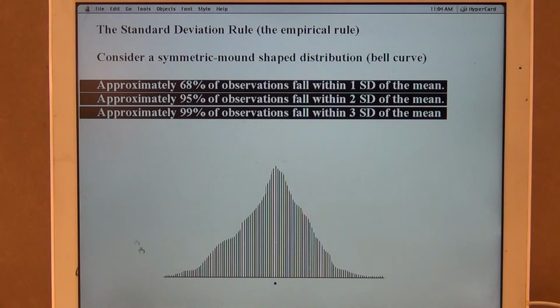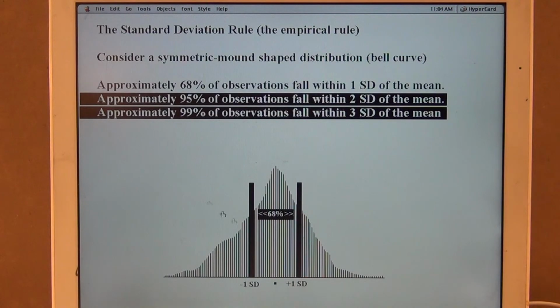Okay, now, here is a sort of bell-shaped normal distribution, so it would be appropriate to use the mean and the standard deviation as the measures of center and spread. And here's the thing about the standard deviation. If you have a symmetric mound-shaped distribution, like a bell curve, then approximately 68% of observations in the data set will fall within one standard deviation unit from the mean. So about 68% of all the observations will fall between plus 1 standard deviation and minus 1 standard deviation.